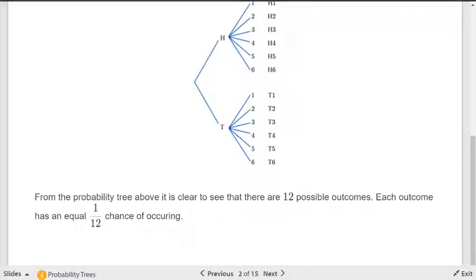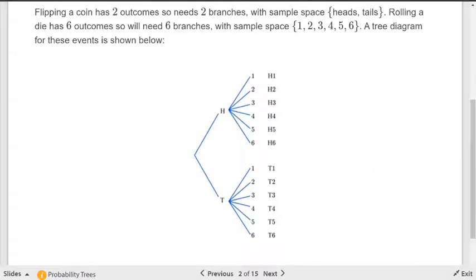So find the probability. It's clear to see that there are 12 possible outcomes, right? 12 possible branches. Each outcome has an equal 1/12 chance of occurring, right? Every one of those things, because you're flipping a coin and rolling a die. So one of these things out of the 12 is going to happen. You're going to get a heads and a 1, heads and a whatever, right? So you can get a heads and a 1, tails and a 1, tails and a 6, all of those are equally likely to happen, right? And it's simply one thing out of the 12. Do you agree? Okay, so they're all equally likely to happen.